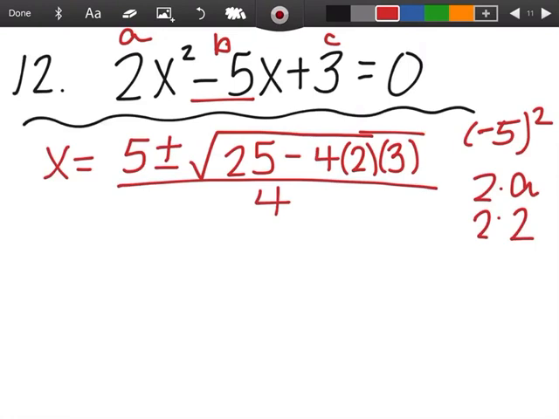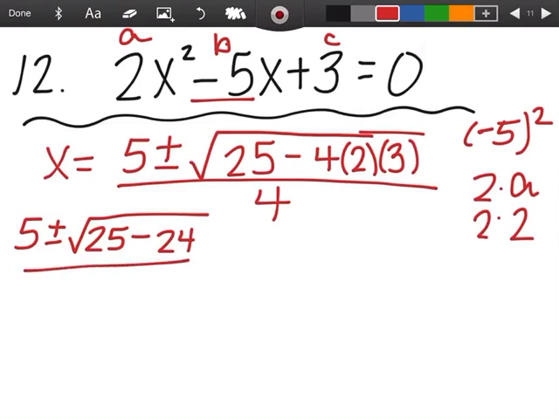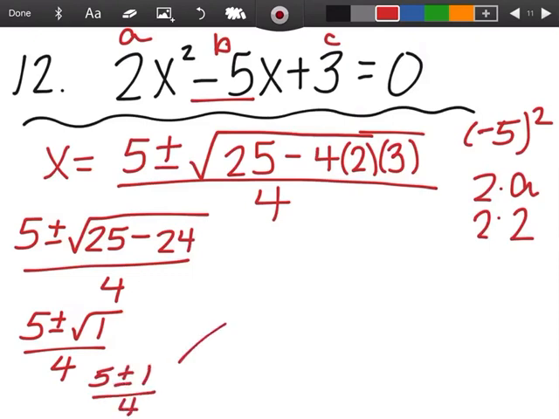So I'm taking this and simplifying. So start underneath the square root. So I've got 5 plus or minus the square root of 25 minus 4 times 2 times 3 is 8 times 3, which is 24, divided by 4. So I've got 5 plus or minus the square root of 1 divided by 4, and the square root of 1 is 1. So 5 plus or minus 1 divided by 4.